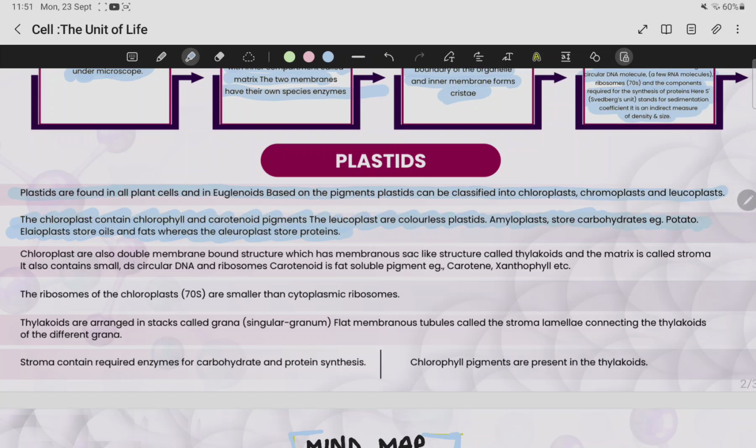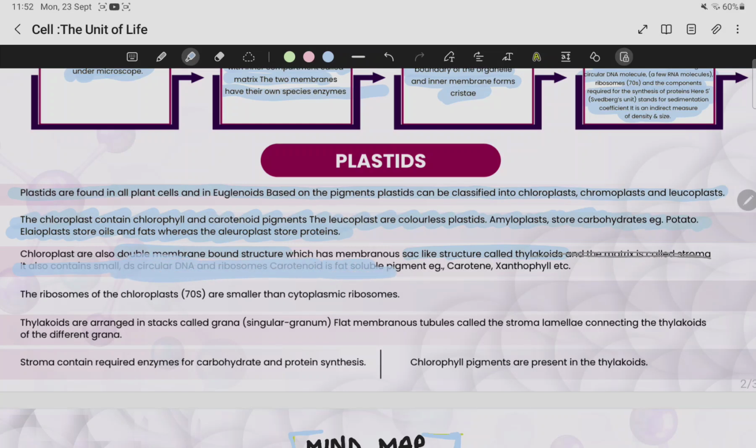Chloroplasts are also double membrane bound structures, which have membranous sac-like structures called thylakoids that are arranged in a granum arrangement. And the matrix is called stroma. It also contains small double-stranded circular DNA and ribosomes.